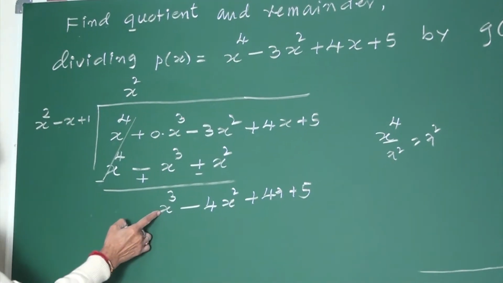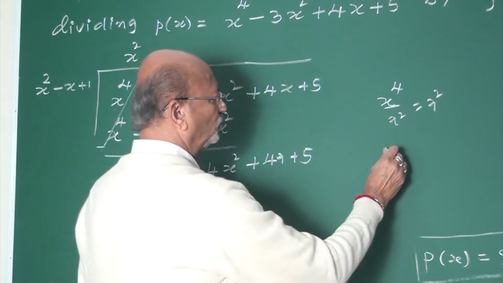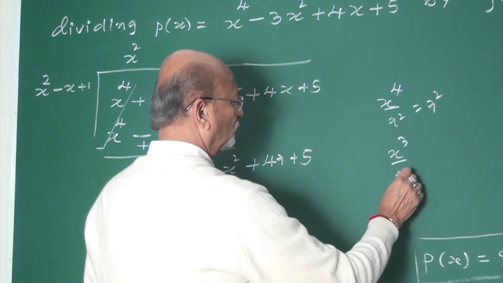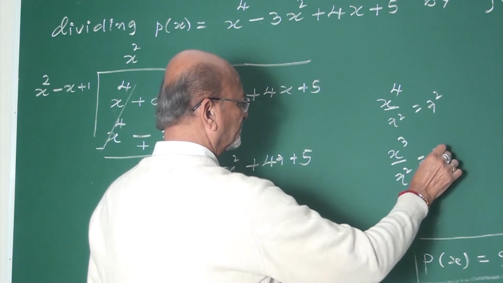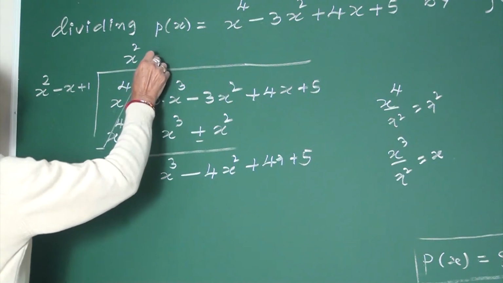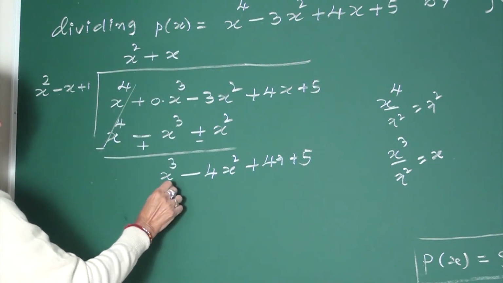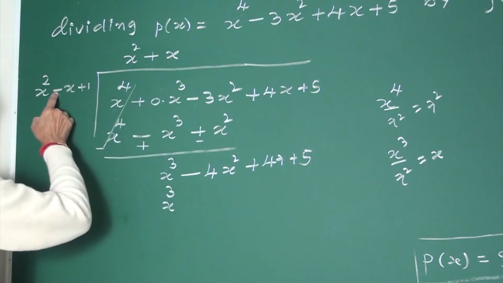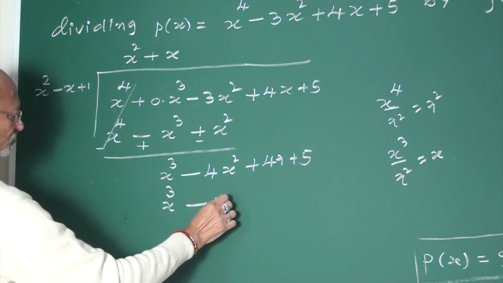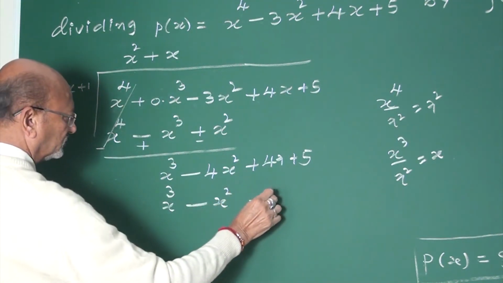Then you have to divide this x cube by x square. X cube by x square is x itself. It is plus x. X into x square, x cube. X into minus x, minus x square. X into plus 1 is plus x.